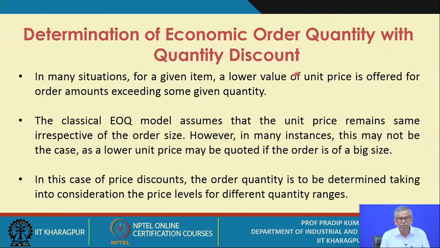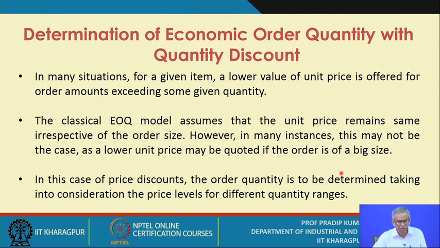That means the unit price will be substantially less. So, in many situations for a given item, a lower value of unit price is offered for order amounts exceeding some given quantity. Is it okay? The classical EOQ model assumes that the unit price remains same irrespective of the order size. However, in many instances this may not be the case, as a lower unit price may be quoted if the order is of a big size.